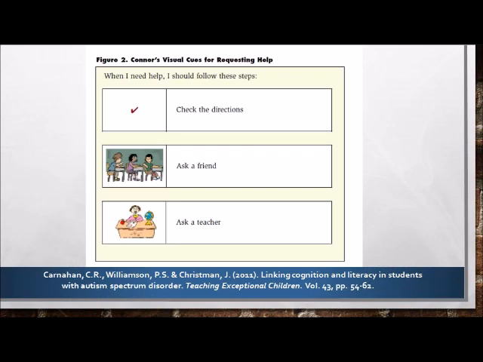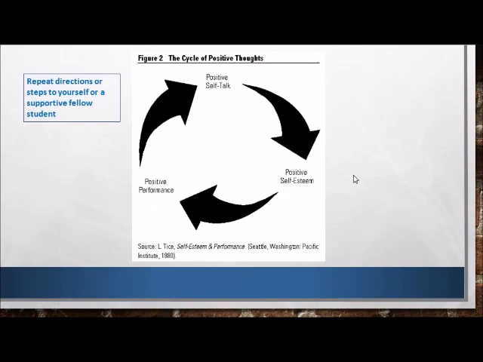Here's one that looks at visual cues for requesting help. So we have a student who sometimes tantrums or breaks down if he can't do something. So when I need help, I should follow these steps. Check the directions, ask a friend, ask a teacher. Those visuals really can help.